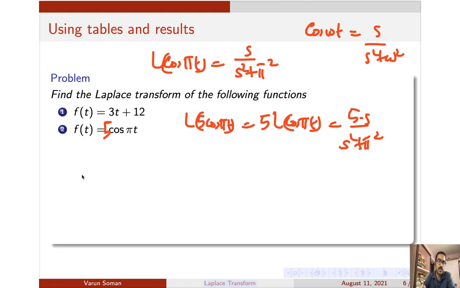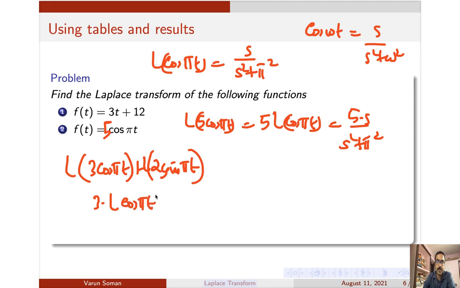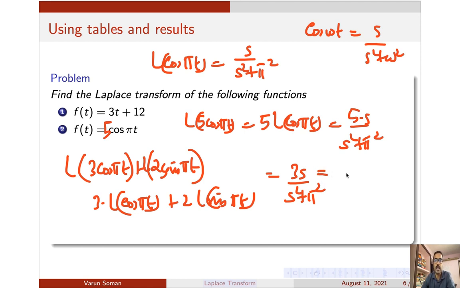So let me ask you one more question. Suppose your function was 3 cos pi t plus 2 sin pi t. How will you do that? You can apply the linearity property and split it into 2. Now you have 3 into L of cos pi t plus 2 into L of sin pi t. Now you can give the definitions. It will simply be 3s by s square plus pi square. You have to look at the table, because the transform of cos pi t is s by s square plus pi square, and plus 2 into pi by s square plus pi square. So straightforward definition here. It's a very simple thing.